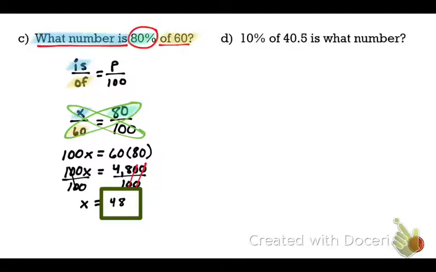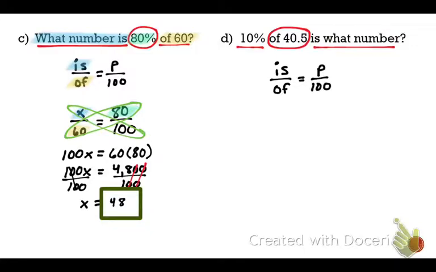We're going to separate it into 3 separate parts, the is, the of, and the p. Jonathan, what should I underline first? 10%, good job. That's my percent. What should I circle now? Good job. That's my of. And finally, what do I underline? Is what number. Excellent. Please take out your pencil, and I want everyone to start by writing is over of equals p over 100.